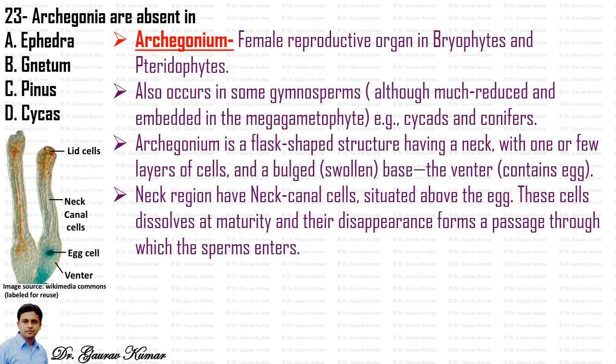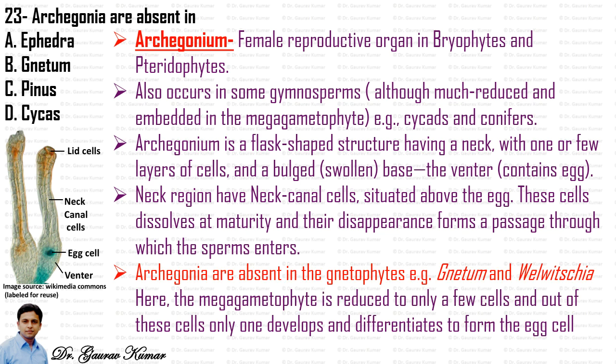the egg. So Archegonia are absent in the gnetophytes among the gymnosperms, for example Gnetum and Welwitschia. Here the megagametophyte is reduced to only a few cells, and out of these cells only one develops and differentiates to form the egg cell. So the answer to this question is that Archegonia are absent in option B, that is Gnetum.